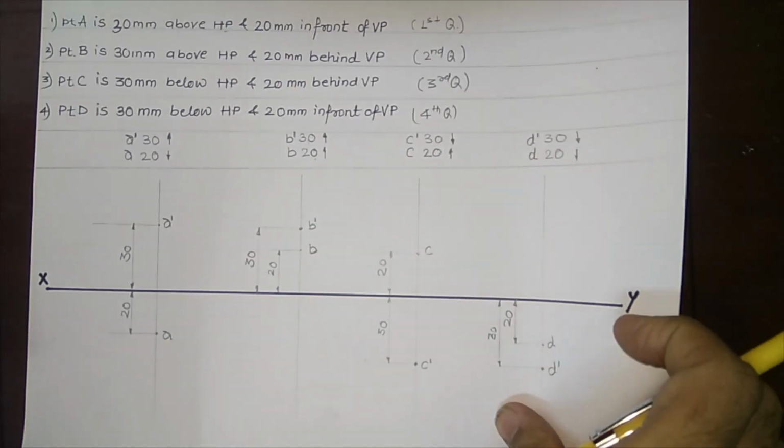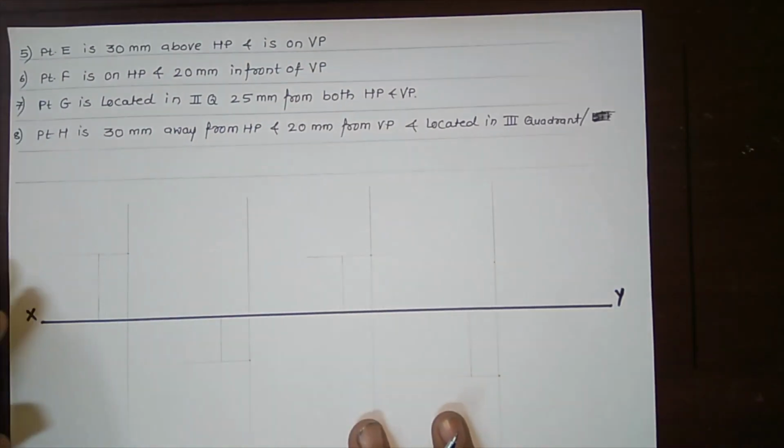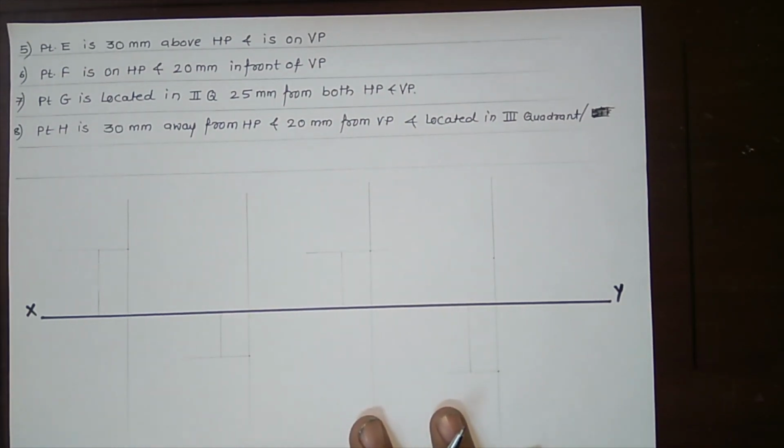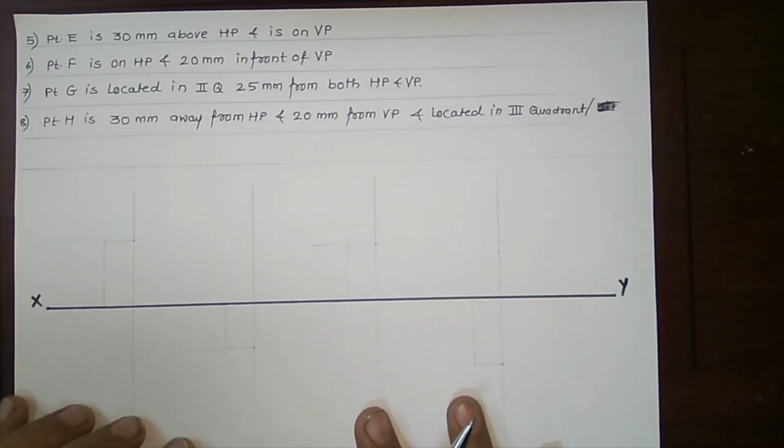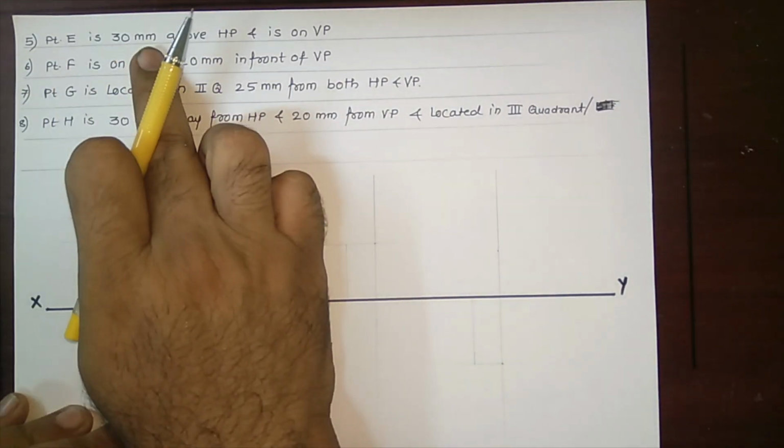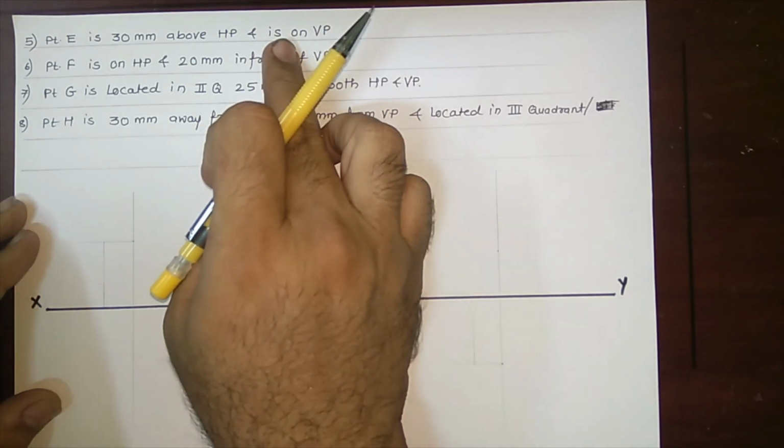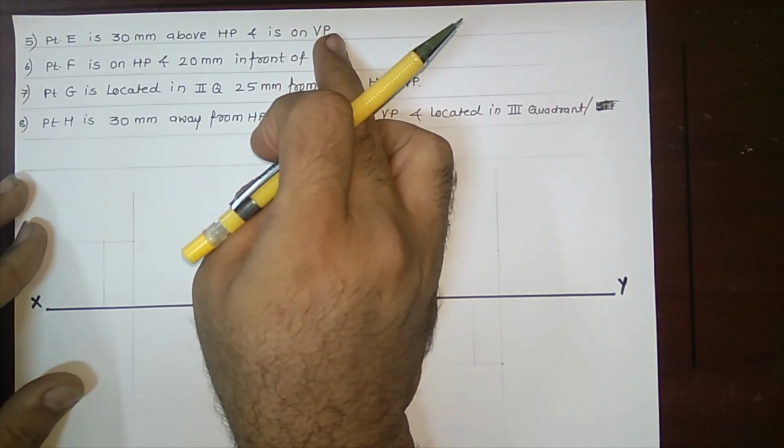Okay, now I will proceed with a few more points over here. Just check it out, a few more points. Now this point E, okay, I will make it somewhat fast. Point E is 30 millimeter above HP and is on the VP. Now just check it out.